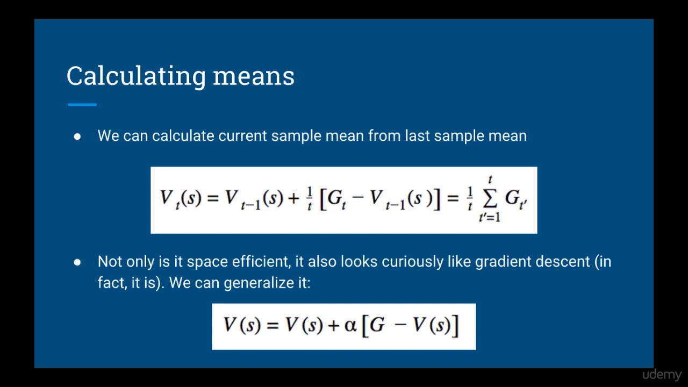Instead, we can manipulate the equation for the sample mean such that the sample mean after collecting t samples can be defined in terms of the sample mean after collecting t-1 samples. This form is useful not only because it's space efficient, we only need to ever hold one value at a time, but it also looks a lot like gradient descent. And in fact, in the previous reinforcement learning course, we showed that this actually is an instance of gradient descent. So the key is that the learning rate doesn't necessarily have to equal 1 over t, it can be anything. Usually we use the symbol alpha.